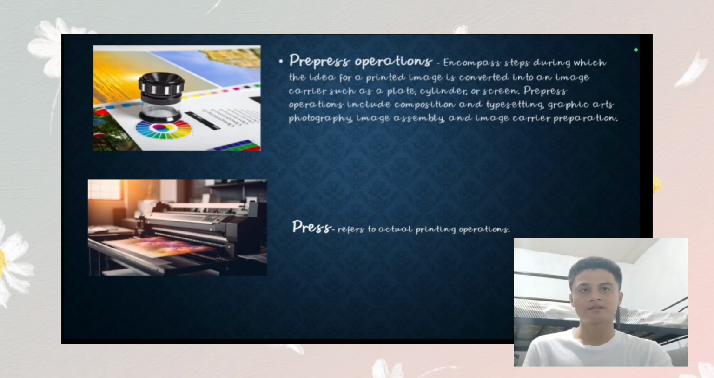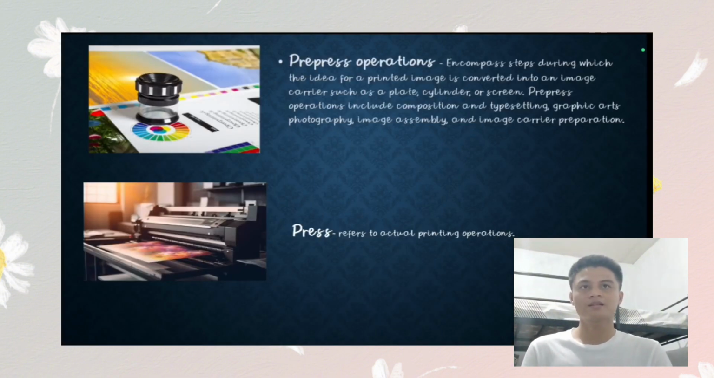So the third one is the press. It refers to the actual printing operations. It means that the press is a method of producing mass copies of printed materials. It involves the use of the printing press, which is a machine specially designed for this purpose.